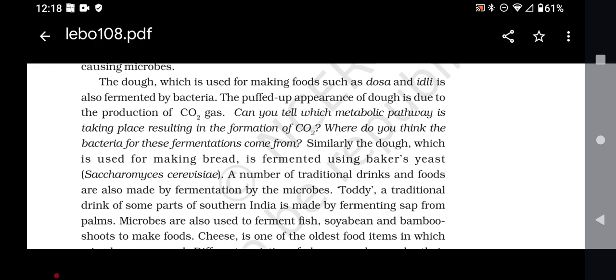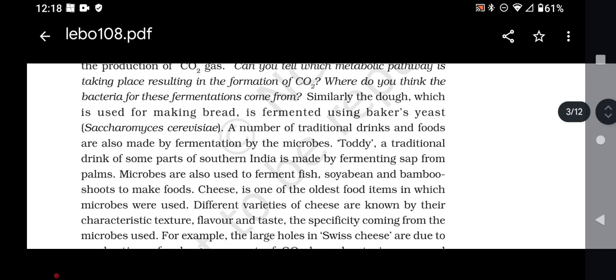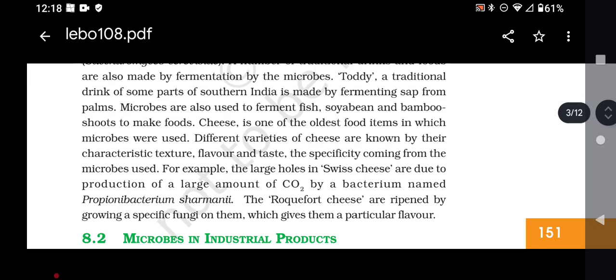A number of traditional drinks and foods are also made by fermentation by the microbes. Toddy, a traditional drink of some parts of southern India, is made by fermenting sap from palms. Microbes are also used to ferment fish, soybean, and bamboo shoots to make foods. Cheese is one of the oldest food items in which microbes were used. Different varieties of cheese are known by their characteristic texture, flavor, and taste, the specificity coming from the microbes used.